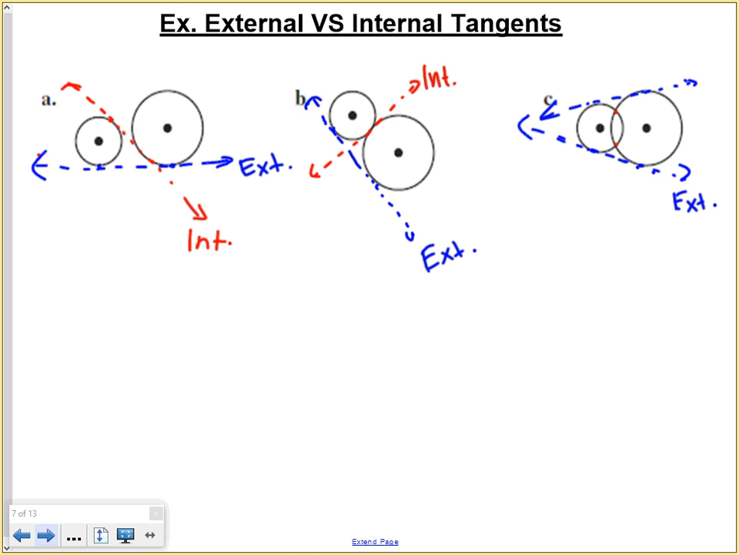Now again, the importance of this is just understanding what they look like and being familiar with the vocabulary. We won't do a whole lot with those tangents. All right, so we have 2 main theorems here that we're going to talk about.